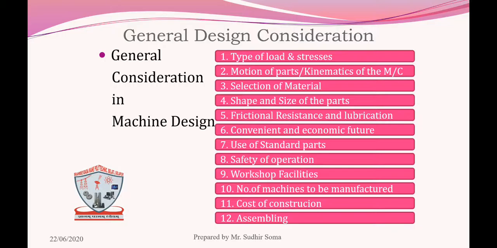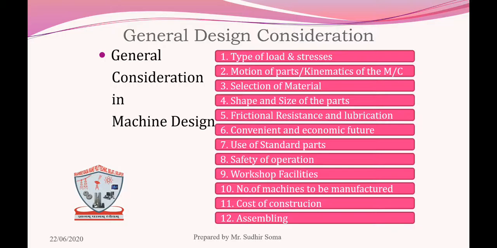Some of the important factors considered in design are, step by step: type of load and stresses, motion of parts, selection of material, shape and size of the parts, frictional resistance and lubrication, convenient and economic features, use of standard parts, safety of operation, workshop facilities, number of machines to be manufactured, cost of construction, assembling.